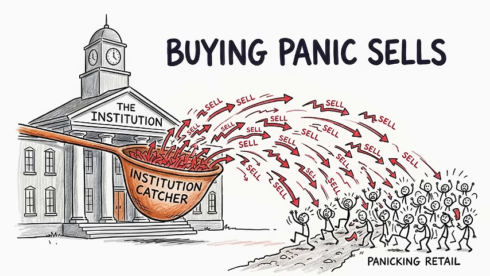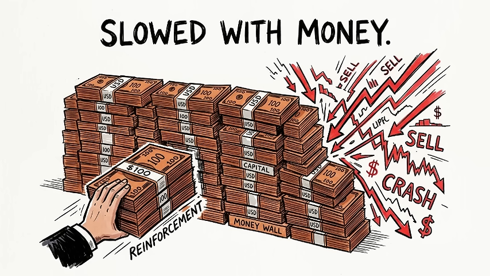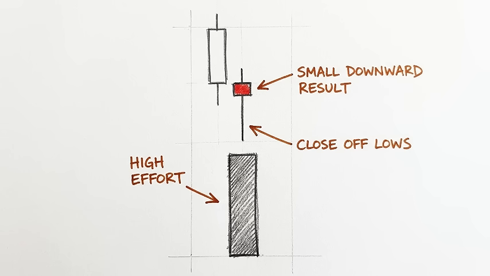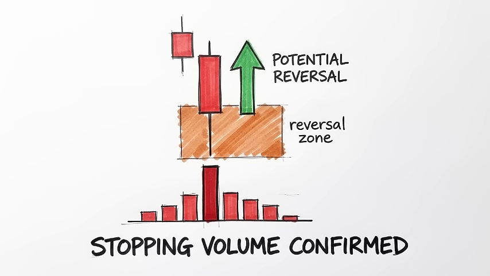What happened there? Someone with significant capital bought everything the panicking sellers were throwing away. They didn't slow the selling with words or signals. They slowed it with money. Massive buying absorption at the bottom. High effort, small downward result, close well off the lows. That is stopping volume. A potential reversal zone is forming. The selling may not be over yet, but the first evidence that something is changing has just appeared.